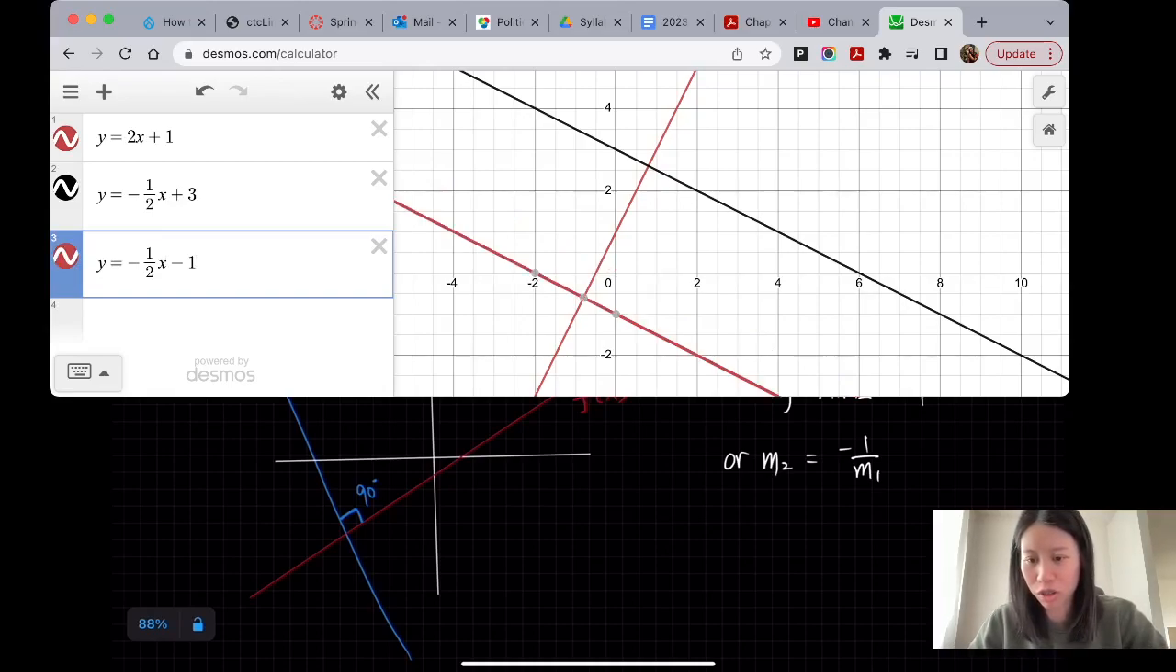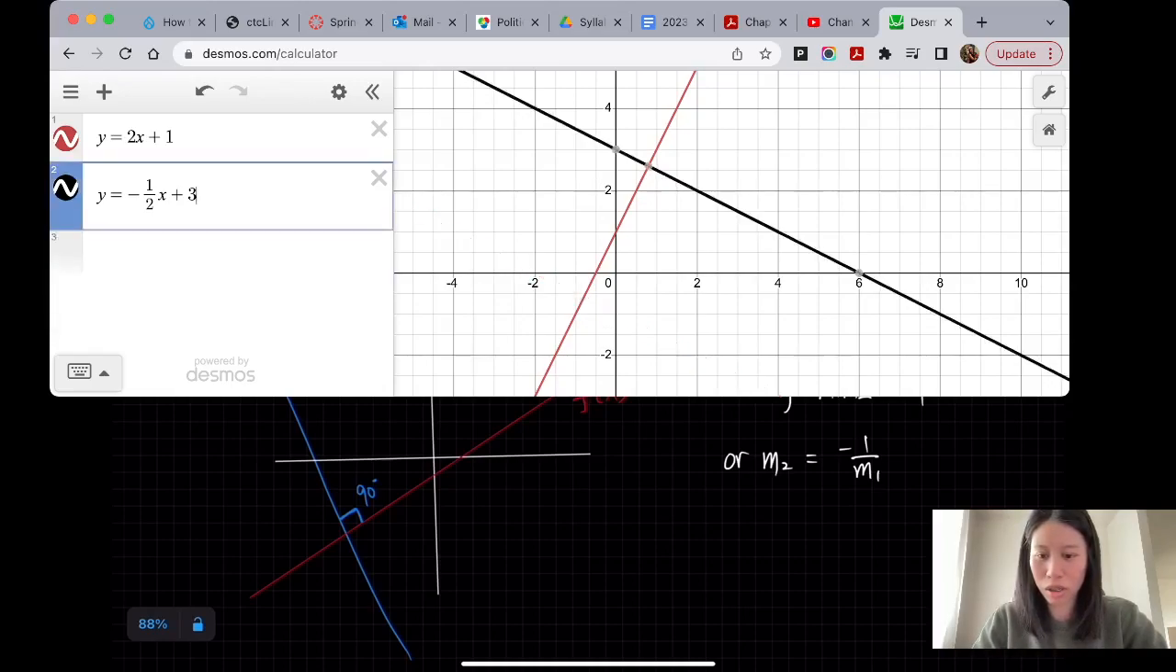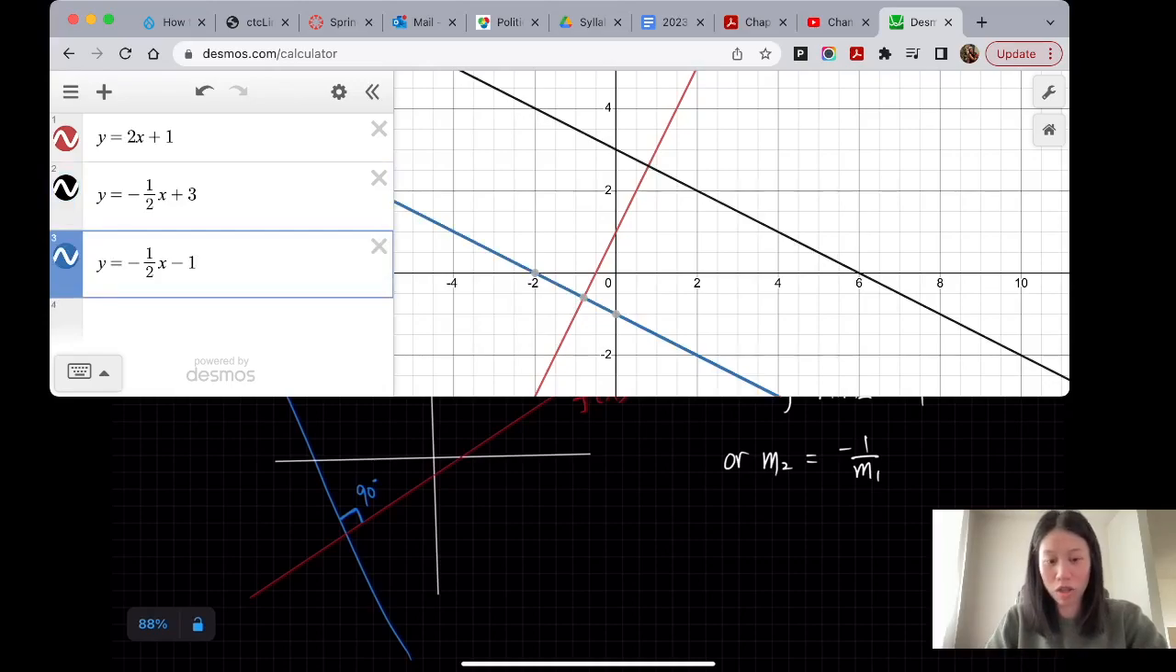These should be changed to different colors. So look, the blue one is also perpendicular to the red one. As long as the product, which is -1/2 times 2, equals -1, then you have a perpendicular line. But here's the interesting thing. What about the black line and the blue line? Now they have the same slope, both -1/2. So that means these two are parallel.